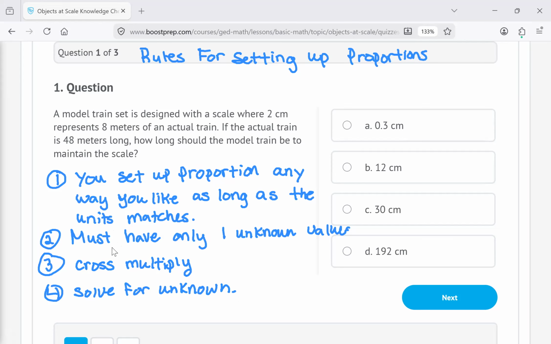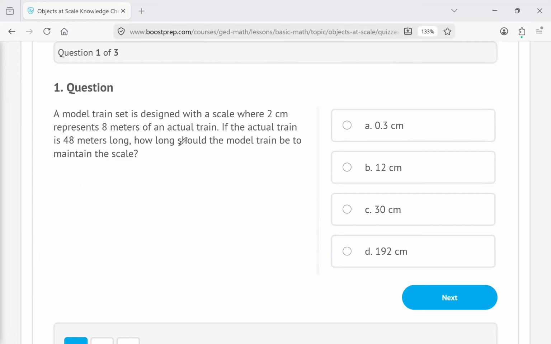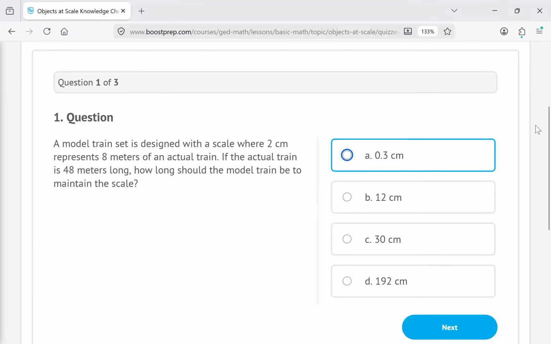If you need to pause the video to write the steps, go ahead and pause it. But I am going to clear and do the first example. Example one, question one: a model train set is designed with a scale where 2 centimeters represents 8 meters of natural train. If the actual train is 40 meters long, how long should the model train be to maintain the scale?